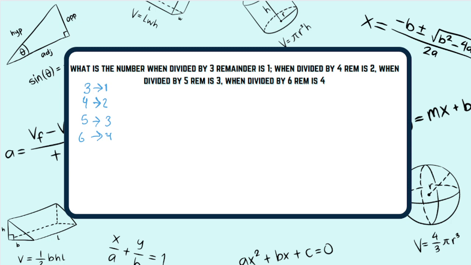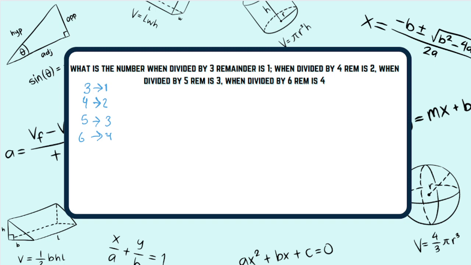Now what we can notice is that this number over here is always 2 greater than this number over here. So if you notice, the difference between the divisor and the remainder is always 2. Okay? And if you put that into other words, if you add 2 to the sought number, we get a number that is divisible by all these divisors.